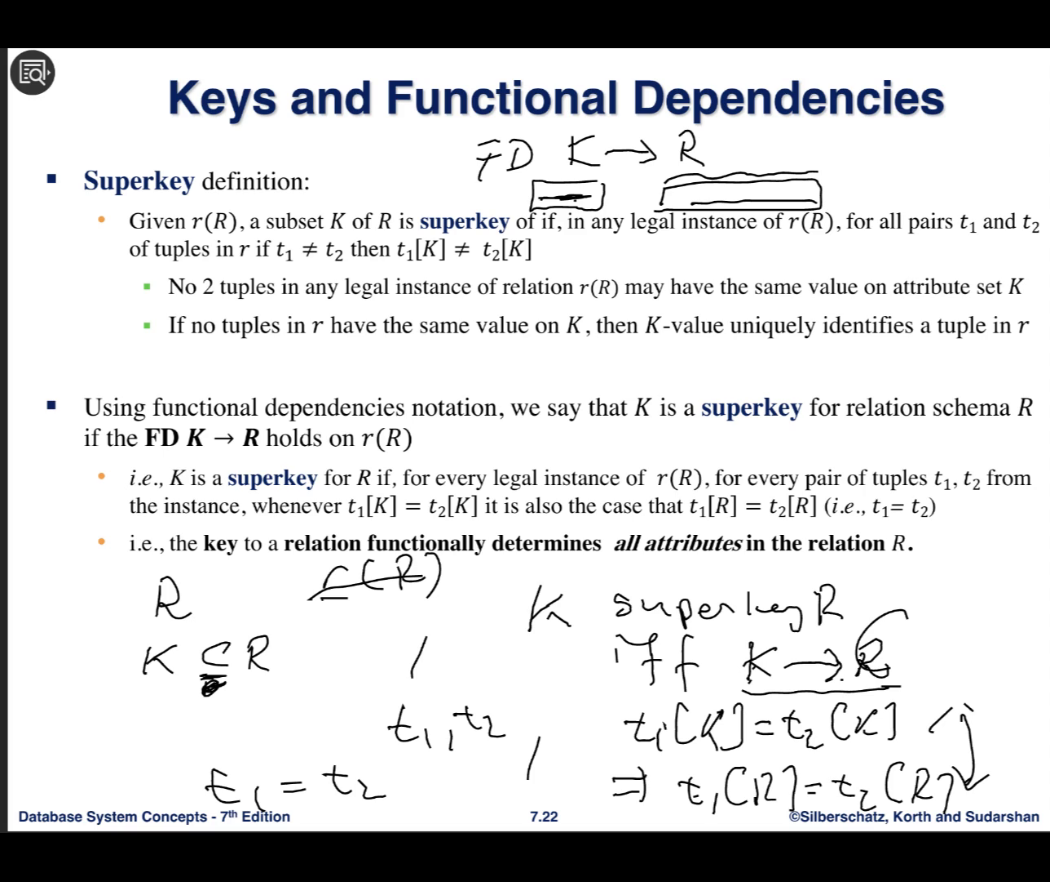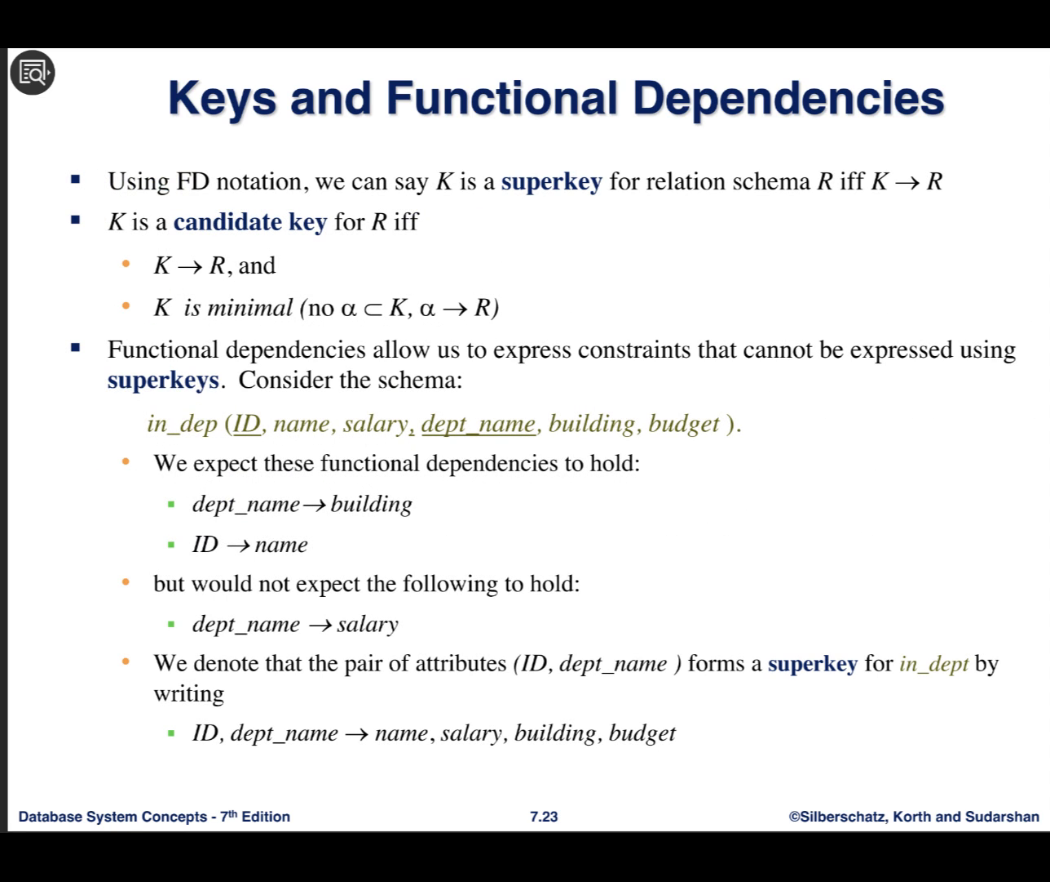So that means no two tuples are going to have the same set of attributes which uniquely identifies the entire relation R. So in order for K to be a super key, K must have a functional dependency determining the relation R. Hopefully that makes sense. So we now know what functional dependency means: the value of one attribute determines the value of another attribute. We can use this as a notion of a key. So K functional dependency holds in the relation R.